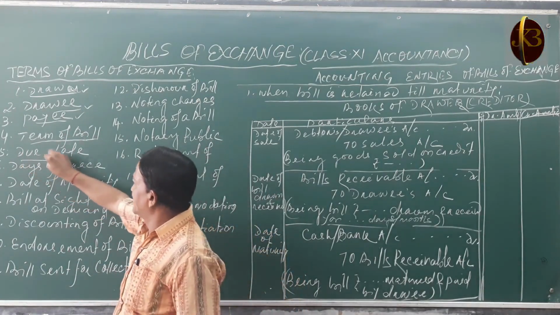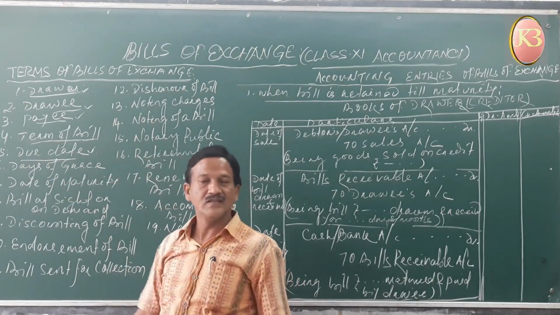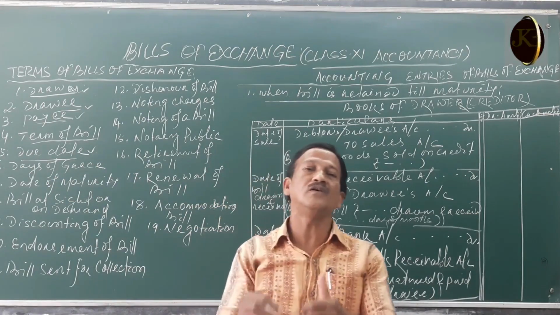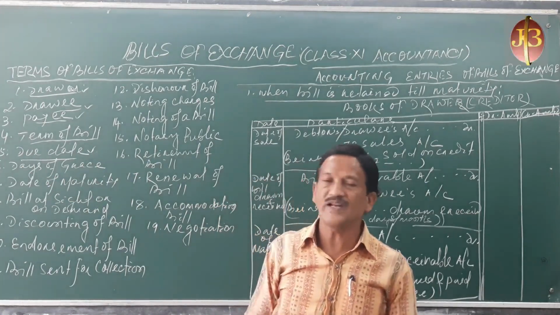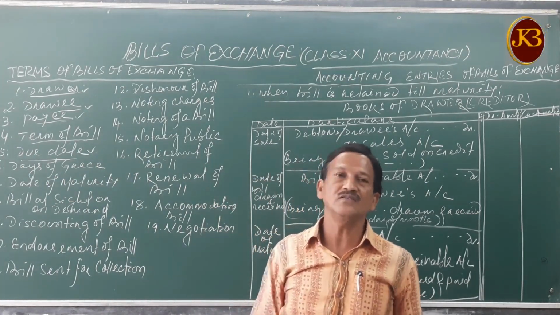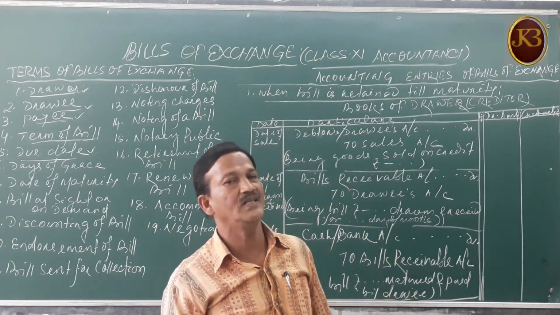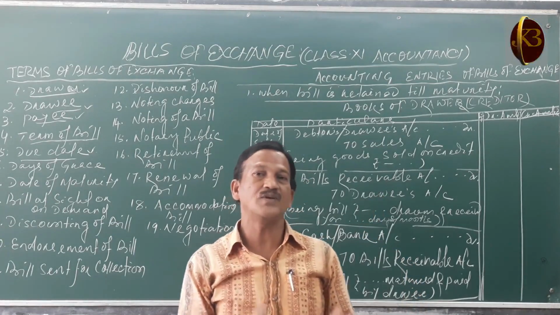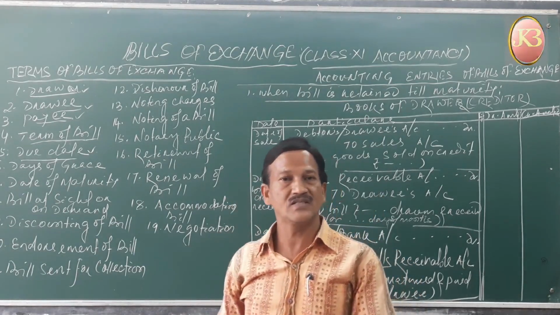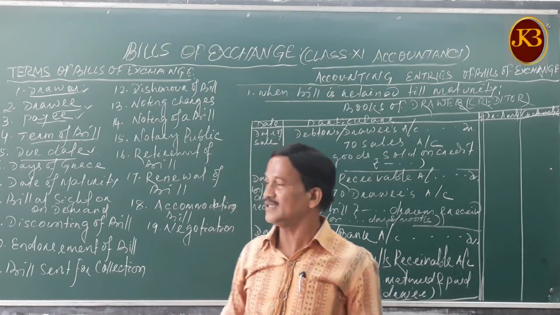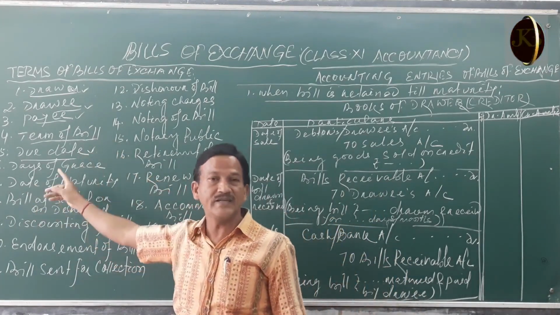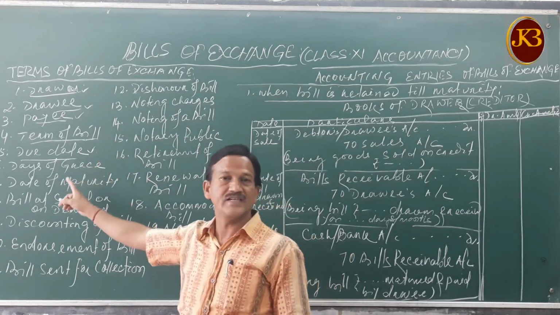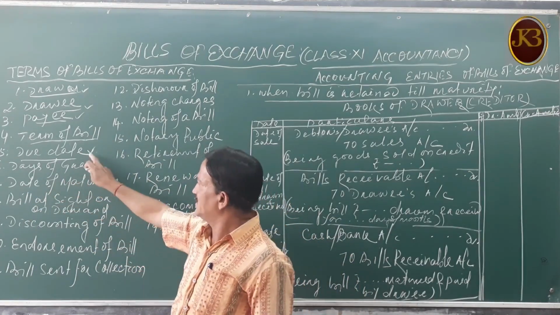Then due date. The due date is the date on which the bill actually falls due for payment. For example, a bill is drawn on 1st January 2020 for 3 months. So the term of the bill is from 1st January to 31st March, 3 months is the term of the bill. But the due date is 31st March because 3 months complete on 31st March. That is the due date.